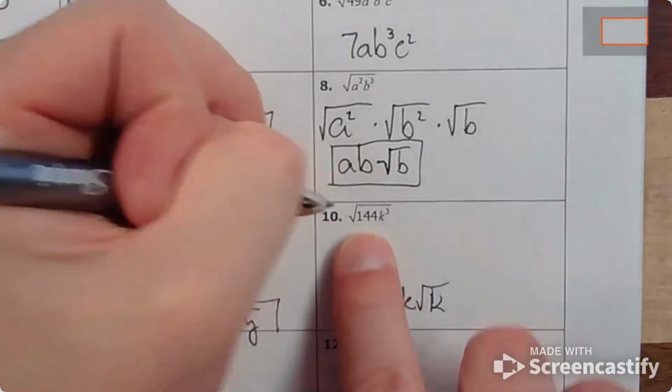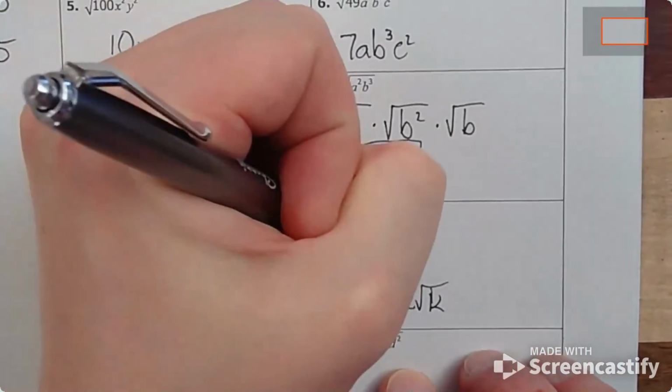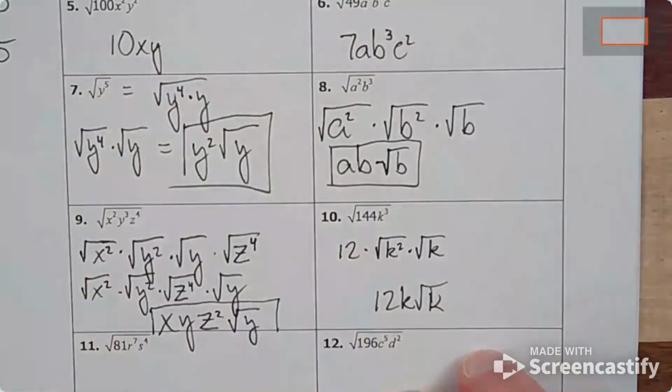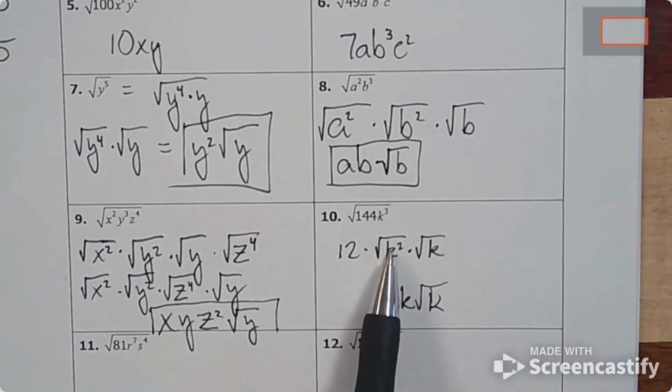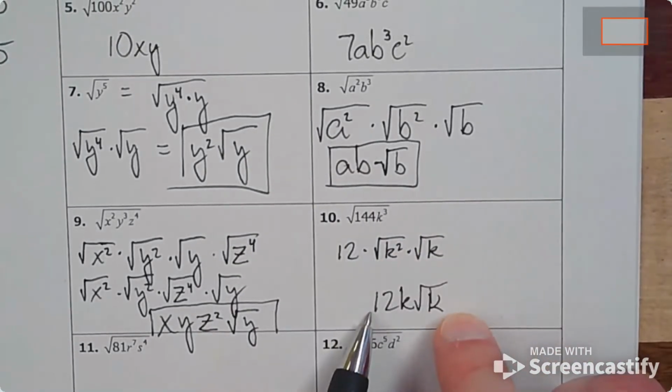Let's see, 144, square root of that is 12, right? So we're good with that. So we got 12, and then we're going to say times the square root of k squared times the square root of k. Because we have to split apart the k to the third into k squared and k. And when we square root this, it no longer has the exponent of 2. It just turns into regular k. Yeah. So this is that in-between step that we can use to get from the first to the last.